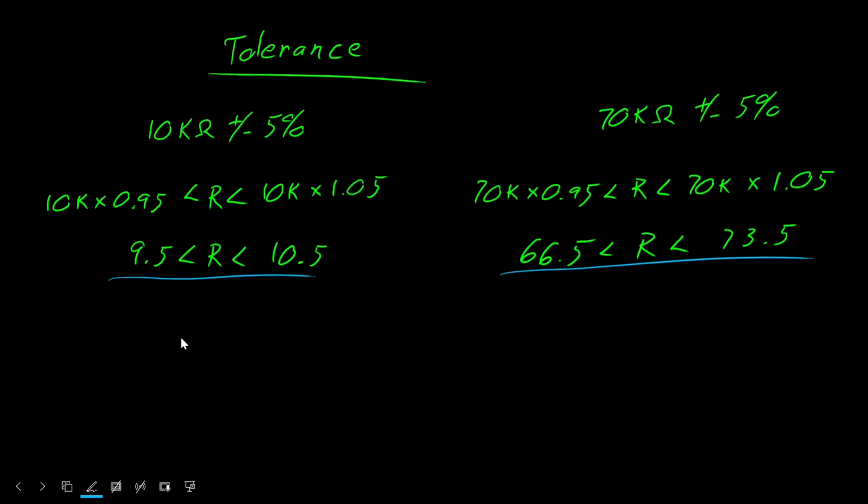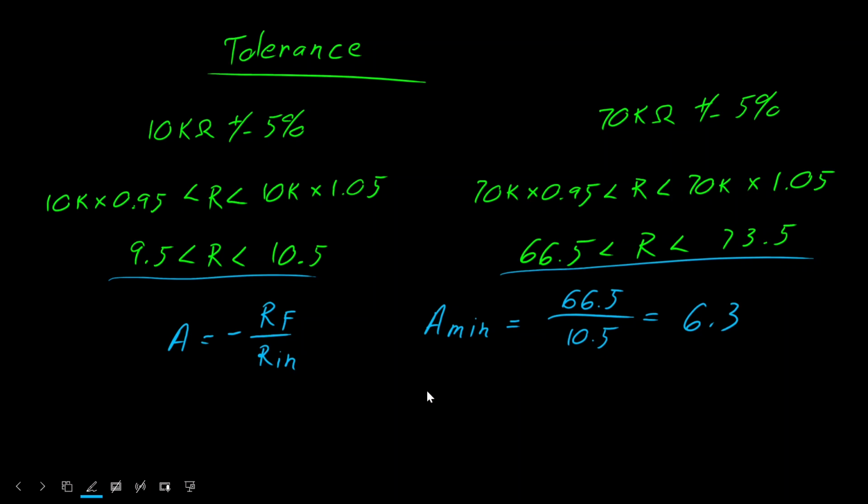Now here's why it matters. You remember that gain is equal to negative RF over Rin. If we were to take that to the extremes, we would say that gain min is equal to 66.5 divided by 10.5, which is about 6.3, whereas gain max is equal to 73.5 over 9.5, which is about 7.7. That should give you something to think about.